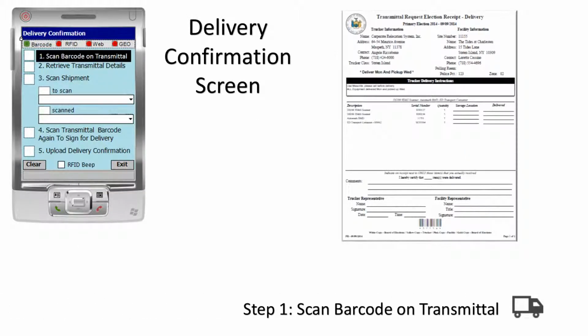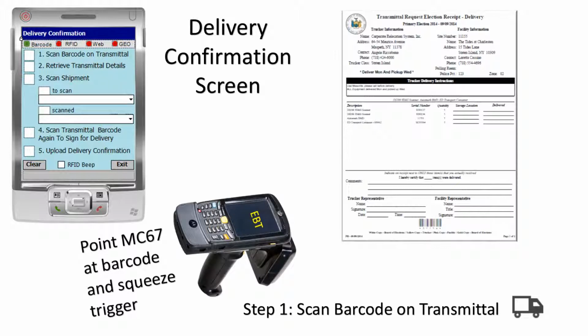After the delivery confirmation screen displays, it is ready for your use. To activate the screen, all you need to do is to scan the barcode on the bottom of the transmittal form provided to you by the BOE for this delivery. If, during this step, you should happen to accidentally scan a barcode that is not on a transmittal, no worries. The system will detect this and alert you with a message box stating that the scanned barcode is not from a transmittal form. If you should receive this message, just tap your stylus on the displayed message and EBT will be ready for you to properly scan the transmittal form's barcode.